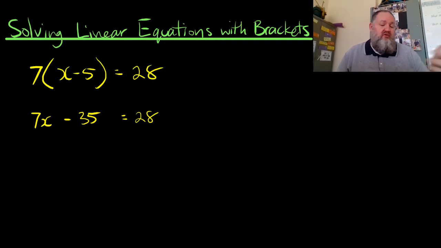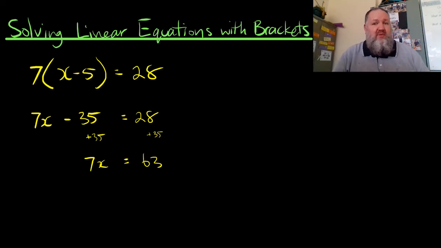I can then do what I normally do. What's my unknown? x. Is it alone? No, it's not. What's happening to it? Well, it is being multiplied by 7 and then having 35 taken away from it. So really what I want to do is work backwards from that point. So I'm going to add 35 to both sides. When I add 35 to both sides, I'm going to end up with 7x is equal to 63.